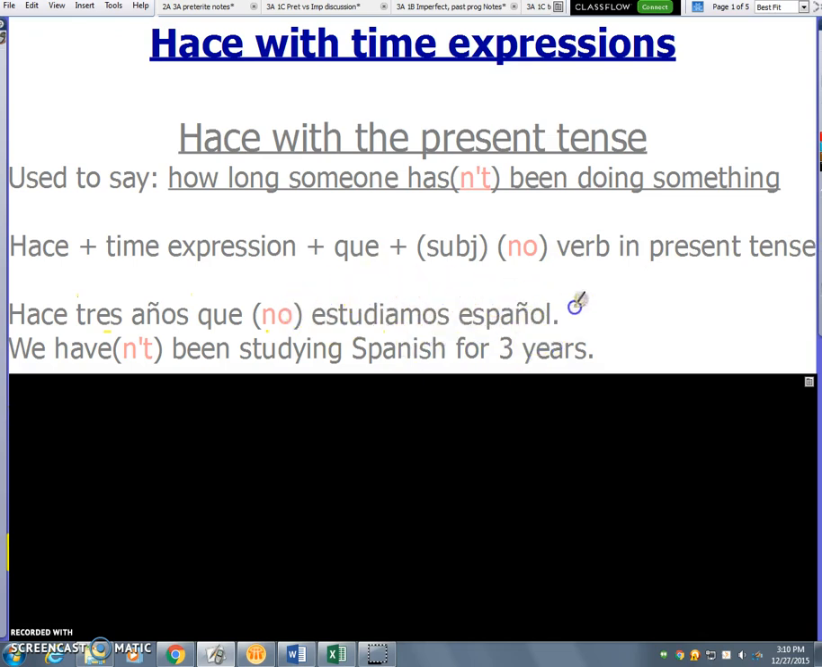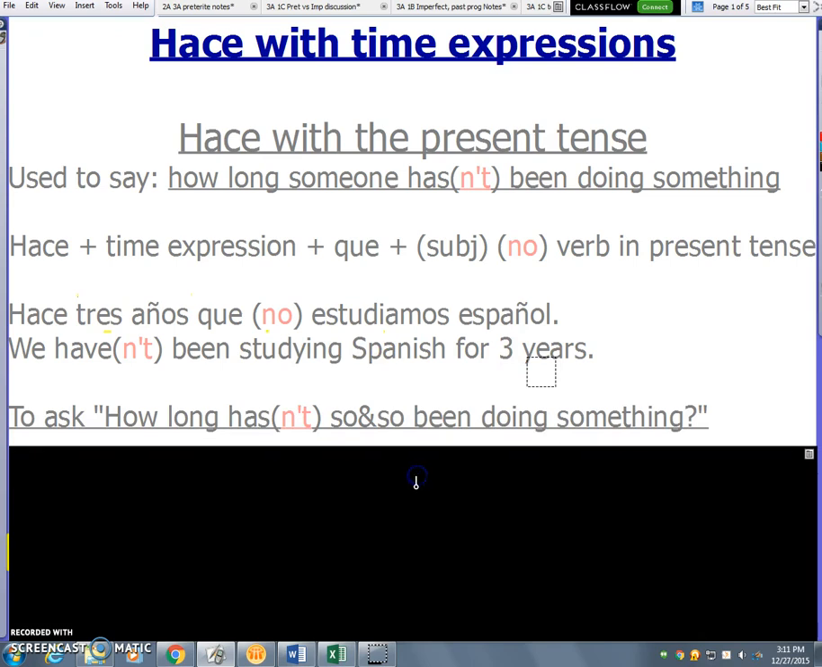And I need español. So our sentences are sort of flipped in English and in Spanish. I have the 3 years part over here at the end, and in Spanish it's at the beginning, but hace 3 años que no estudiamos español means we haven't been studying Spanish for 3 years.